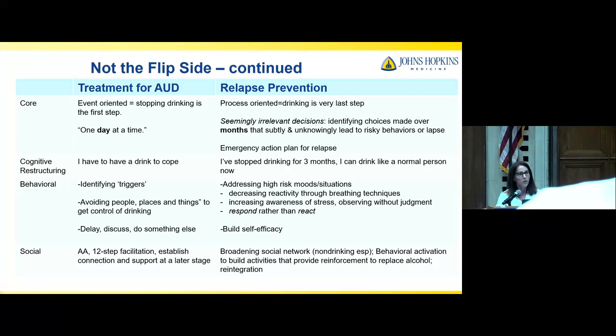Cognitive restructuring in alcohol use disorder relapse is "I have to have a drink to cope," whereas you're challenging the patient's notion of "I've been sober for 3 months now, or I've been low-risk drinking for 3 months now, I think I can drink like a normal person, or I can test myself and see how I can do." For alcohol use disorder, the mantra is avoiding people, places, and things, whereas relapse prevention says, no, you're going to go back into the situation.